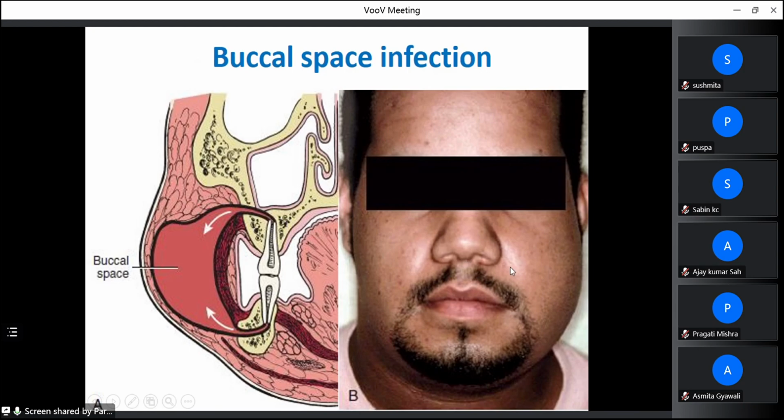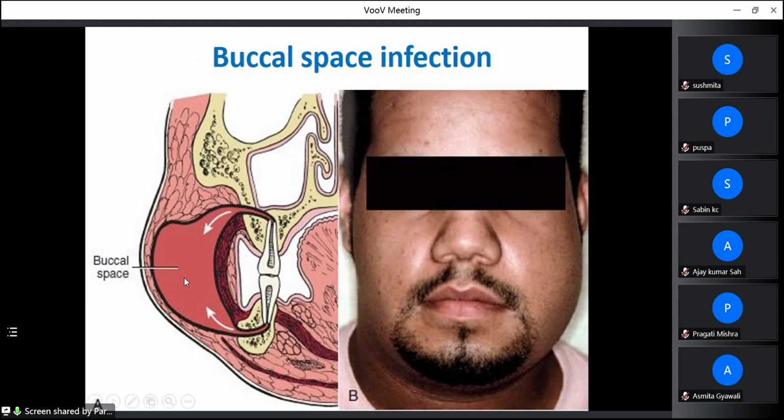There is this buccal space infection on the left side. The most common space infection in the maxillofacial region is buccal space infection. Buccal space infection may get involved either due to a maxillary tooth or a mandibular tooth, and due to the presence of a large amount of loose areolar tissue and buccal fat pad, it can hold more edematous fluid, and there will be huge swelling. Even in case of minor infection, there will be huge swelling in the buccal space.